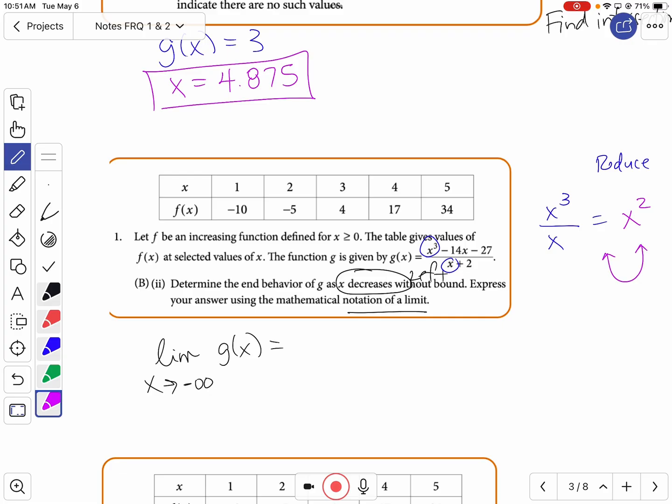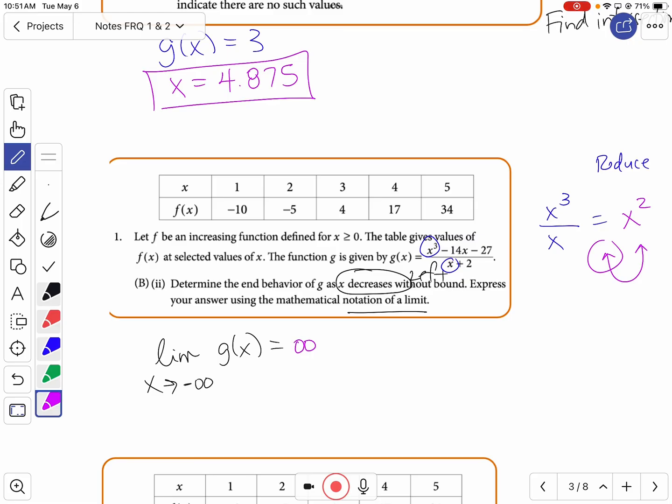Okay, it's a parabola. So which way does it point on the left? Points up. So we would say positive infinity. That's what we're looking at. Okay, so we write down what's happening top to bottom, you know, left and right. We reduce, and that's what we get. Okay, we're good with that.